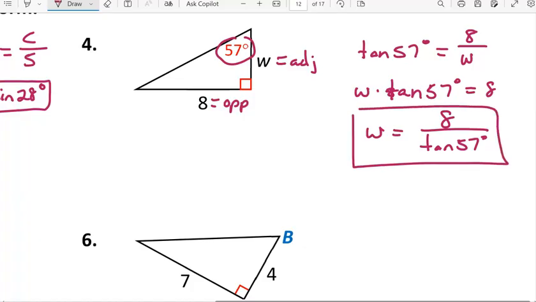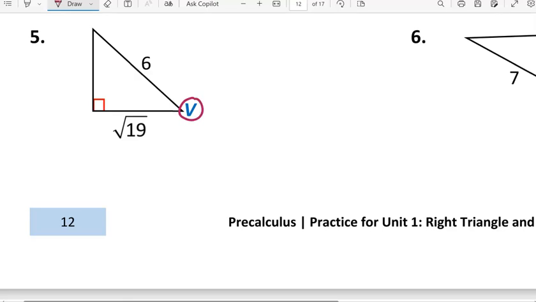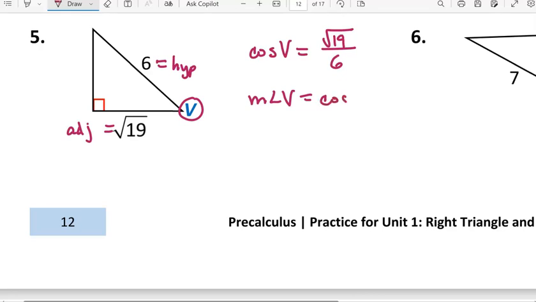and W is 8 divided by the tangent of 57 degrees. In 5, we're looking for the unknown angle V, so I have the square root of 19, which in relation to V is the adjacent leg of the right triangle, and 6 is the hypotenuse. We should be using a cosine ratio. Cosine of angle V is equal to the ratio of the adjacent, square root of 19, over the hypotenuse 6. If we want to undo cosine in order to find the measure of angle V, the measure of angle V is equal to the inverse cosine of the square root of 19 over 6.